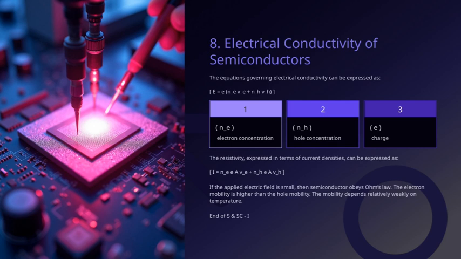Finally, these relationships form the foundation for understanding the electrical conductivity of semiconductors. They show how the movement of electrons and holes under an electric field determines how well a material conducts electricity. And this understanding is crucial for designing and analyzing semiconductor devices.